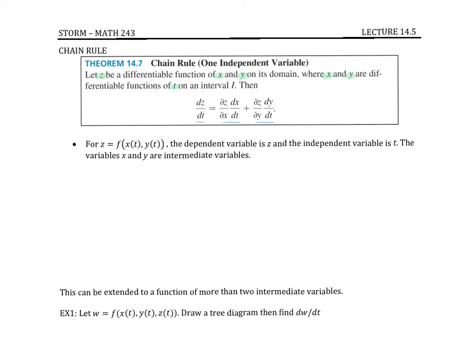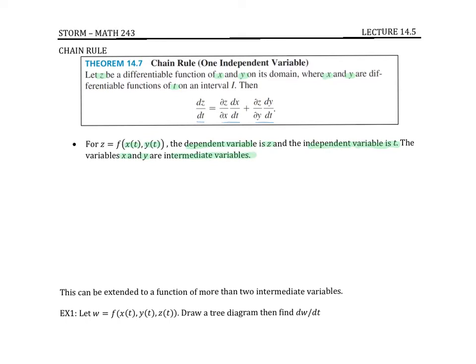So here, z is written in terms of two variables, x and y, but we're not trying to find the derivative of z with respect to x or the derivative of z with respect to y. We want to find the derivative of z with respect to t. So the dependent variable that we're looking at is our z function, and the independent variable is t. So x and y are what we call intermediate variables.